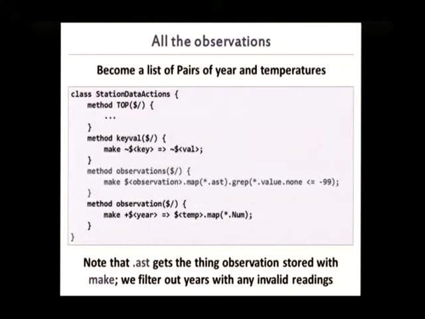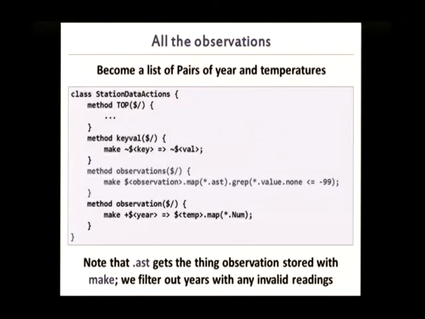And a level up, what I do is I take all of the observations. Remember, observation was plused, it was quantified, so it's a plus quantifier, so we have lots of them. And what I do is I map them, and I get the AST. And then I didn't used to have this grep on the end. And then I found something really, really horrible. It turns out that a bunch of the data files indicate missing data by having a temperature of minus 99, which I guess will never actually happen on Earth, at least not in the real world. But we need to filter them out.